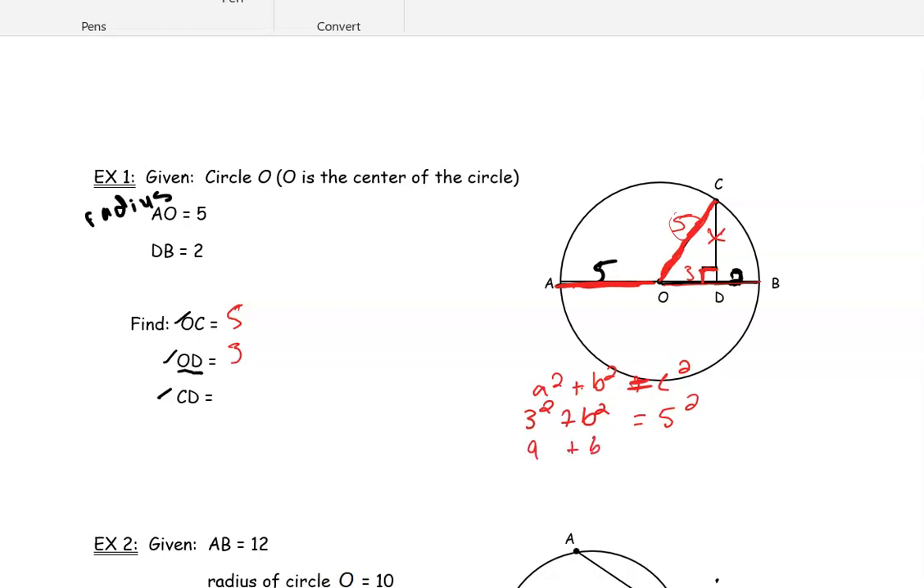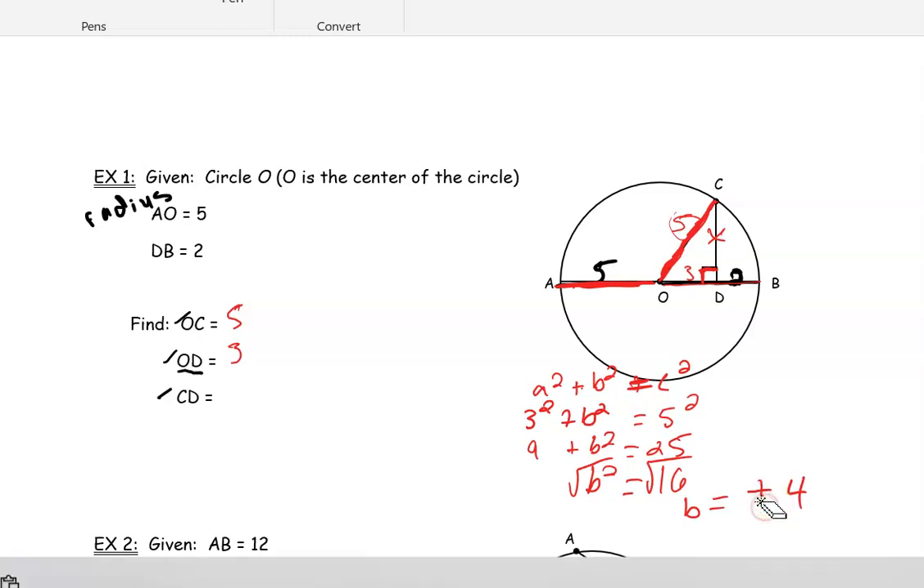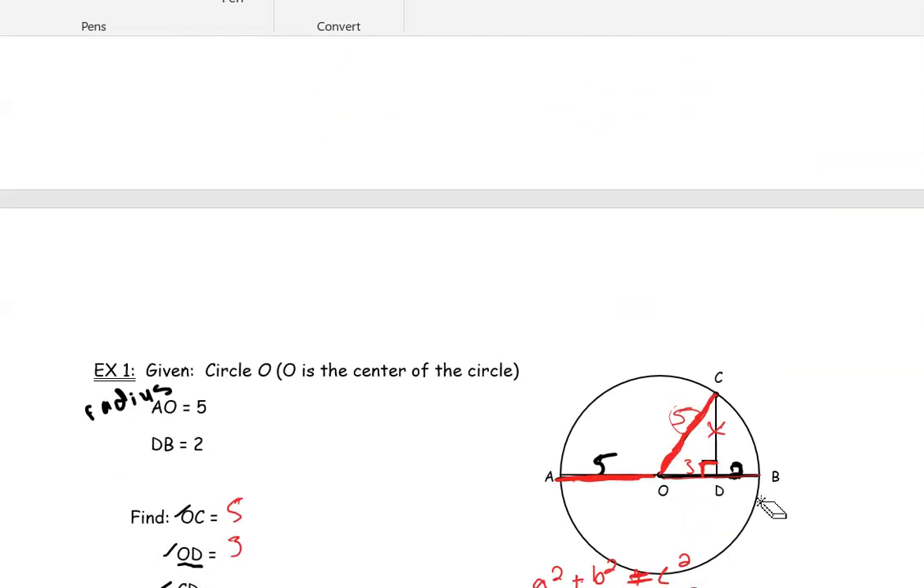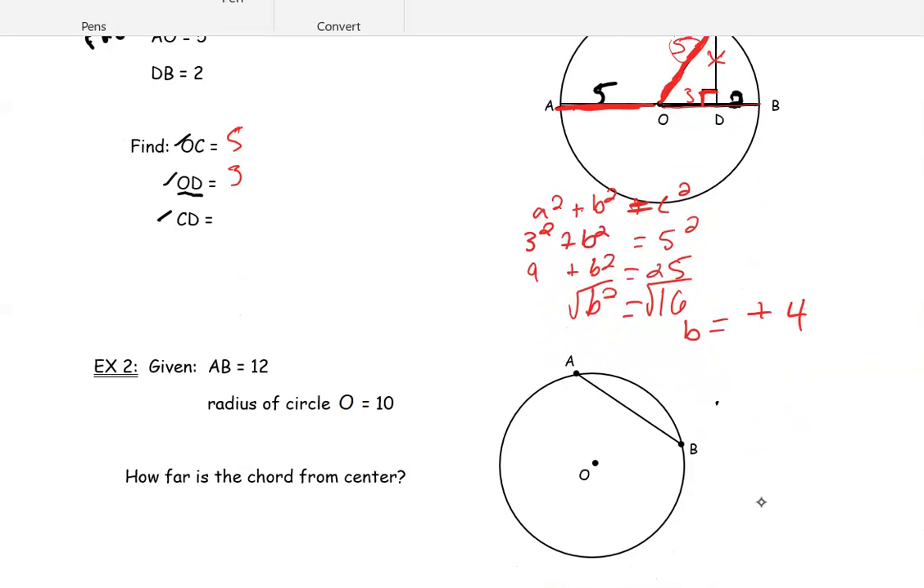So 9 plus B squared is equal to 25. Subtract your 9 over, B squared would equal 16. Take the square root of both sides. We get a positive and a negative 4. But since we're talking about the length of a segment, there's no way we can get a negative answer for that. So the positive 4 would have to be the length of CD.